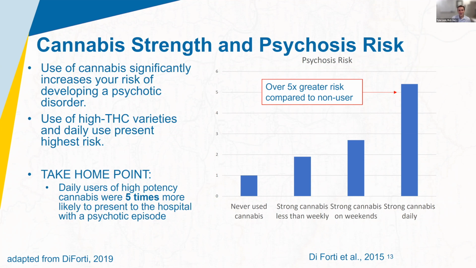But what we have learned over the past 20 plus years, and this has been repeated across a number of different studies, is that use of cannabis does significantly increase your risk of developing a psychotic disorder. I made this graphic distilling a lot of the information. This was a study conducted in the UK, where they tracked what types of cannabis people used and how strong it was. What they found is that people who tended to use stronger cannabis were much more likely to show up at the hospital with a psychotic disorder.